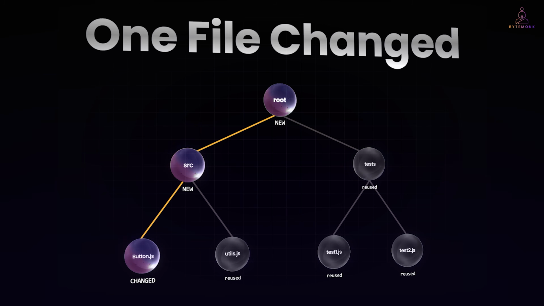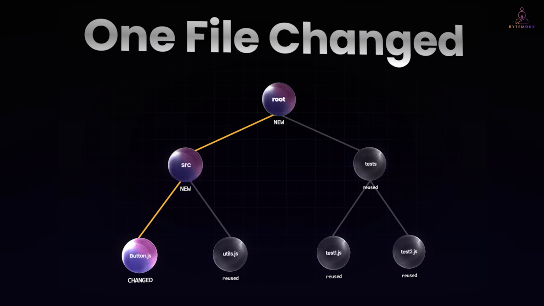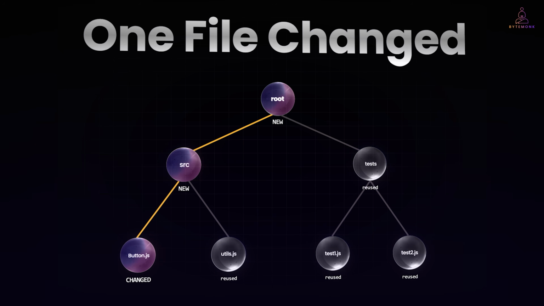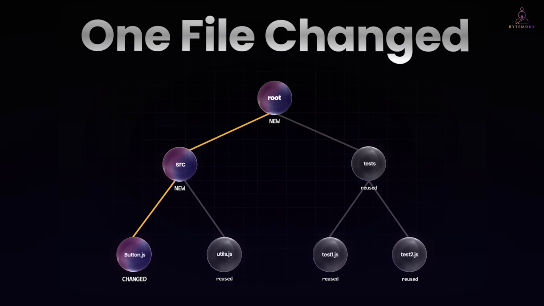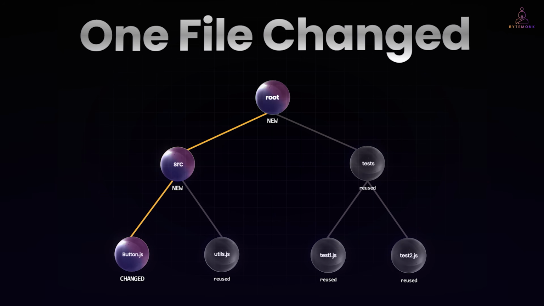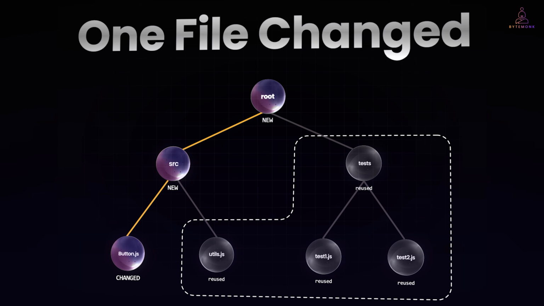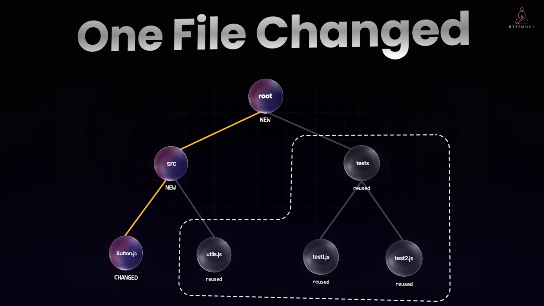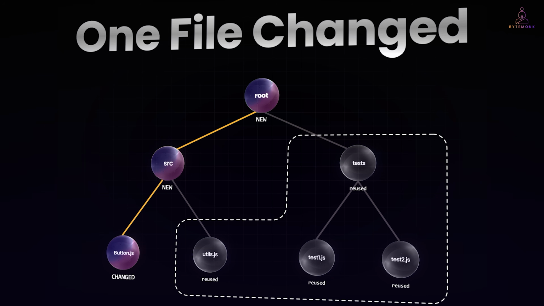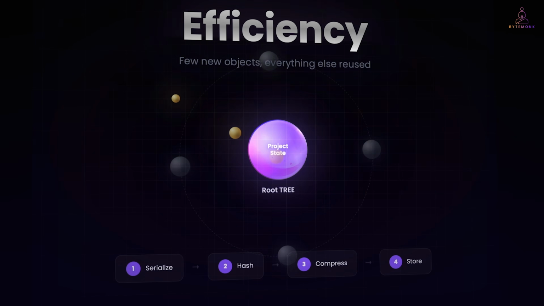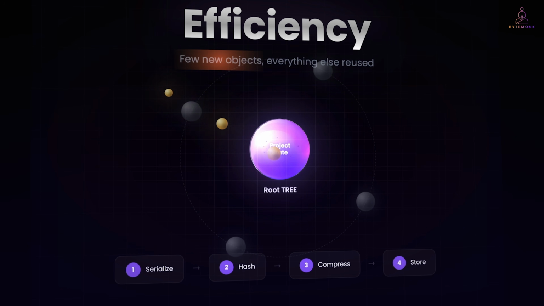Here is where Git's elegance shows. Say you modify one file deep in your project, in src/components/button.js. What changes? Only the nodes on the path from that file to the root. The blob for button.js is new. The tree for components changes because it points to the different blob. The tree for src changes, the root tree changes, but everything else, your test folder, your docs folder, every untouched file stays identical. Same content, same hash, and Git reuses them. No duplication. And this is why Git handles massive projects efficiently. Most commits create just a handful of new objects along the change path.